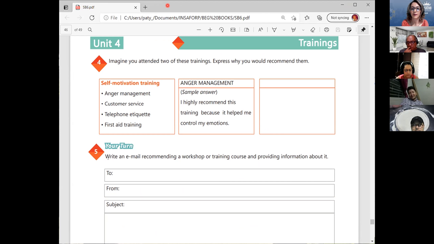It's improve our performance. To improve, mejorar, right? Improve. To improve our performance, correct. Okay. Yes. Thank you, Juan Carlos. And Galileo, do you want to mention your point?